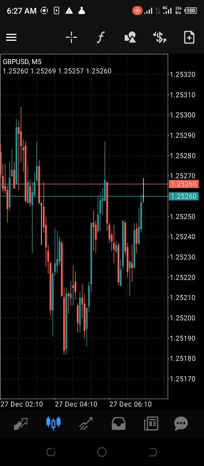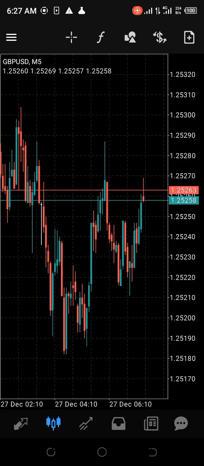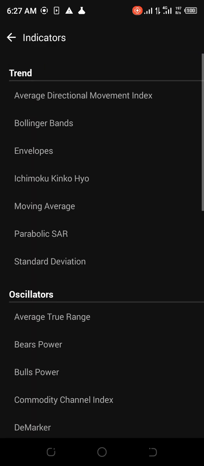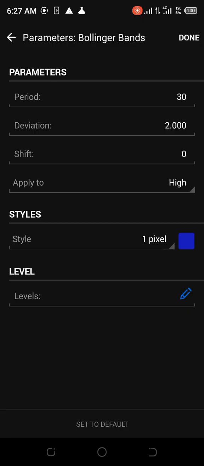So let's go straight to the business. Let me not talk too much here. Go to your indicator chart, click on the main chart, then you can see Bollinger band here. Tap on Bollinger band. Now this is my own setting of the Bollinger band. The period, leave it as 30. That period is the moving average. Then the standard deviation you are seeing here is the upper and lower band. I'm going to explain it to you in the chart.